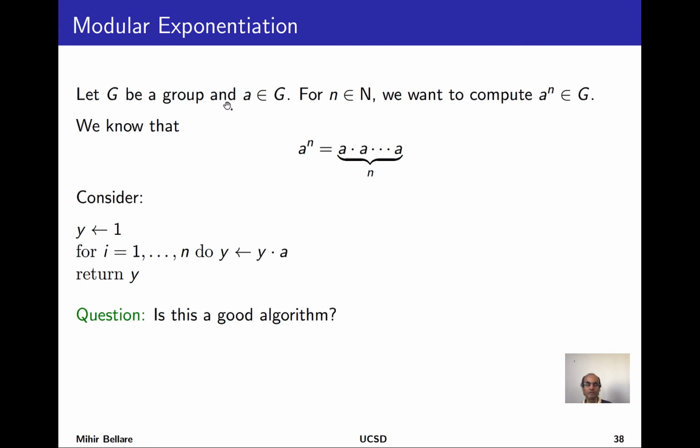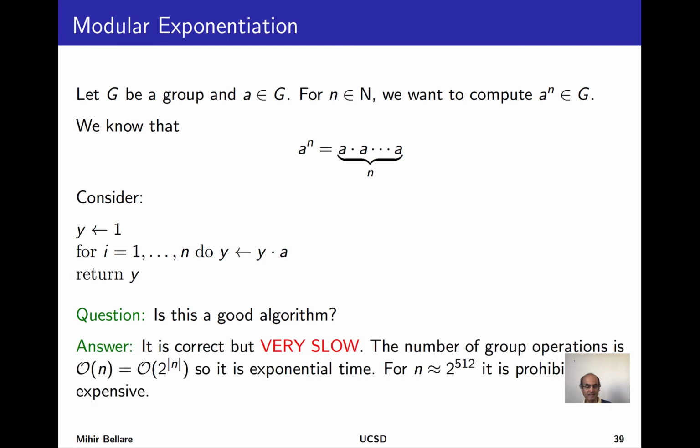So we have a group G, some point a in the group, and an exponent which is an integer which we'll assume here is non-negative. And I want to raise a to the power n. Well, I know the definition. a to the power n is a multiplied by itself n times in the group. So there's an obvious algorithm. Start by setting y to the identity element, 1, and then n times just multiply y by a. And are we done? Is this a good algorithm?